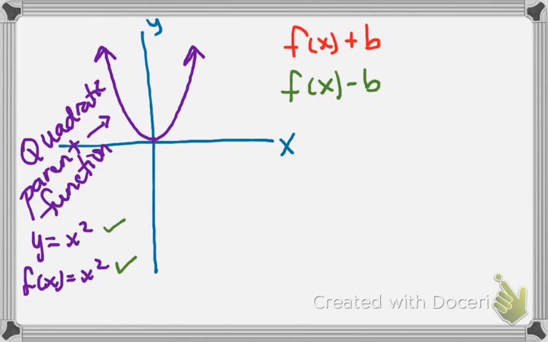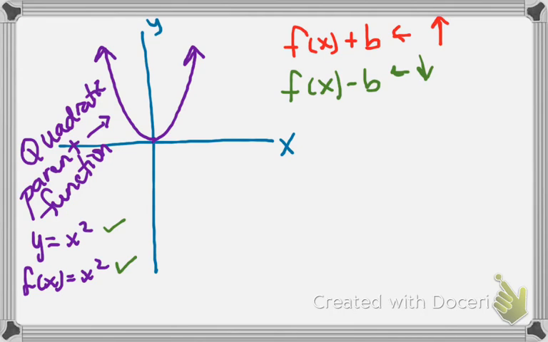In this first video, in red, we have f of x plus b. When the number is being added or subtracted to the f of x, or the function, the points shift up that many spaces. The green one, when it's negative, is going to shift down that many spaces. Let me give you an example.